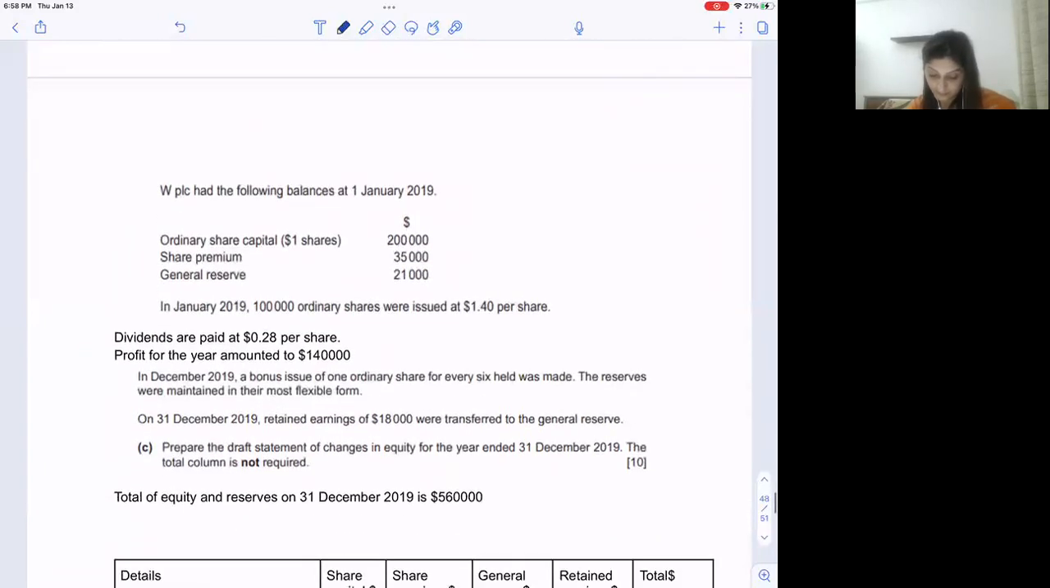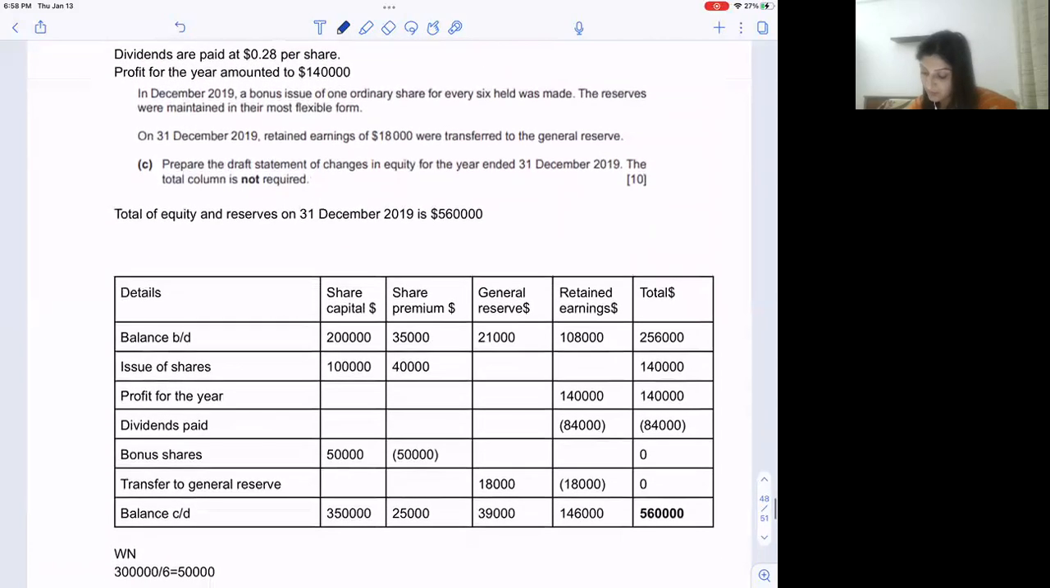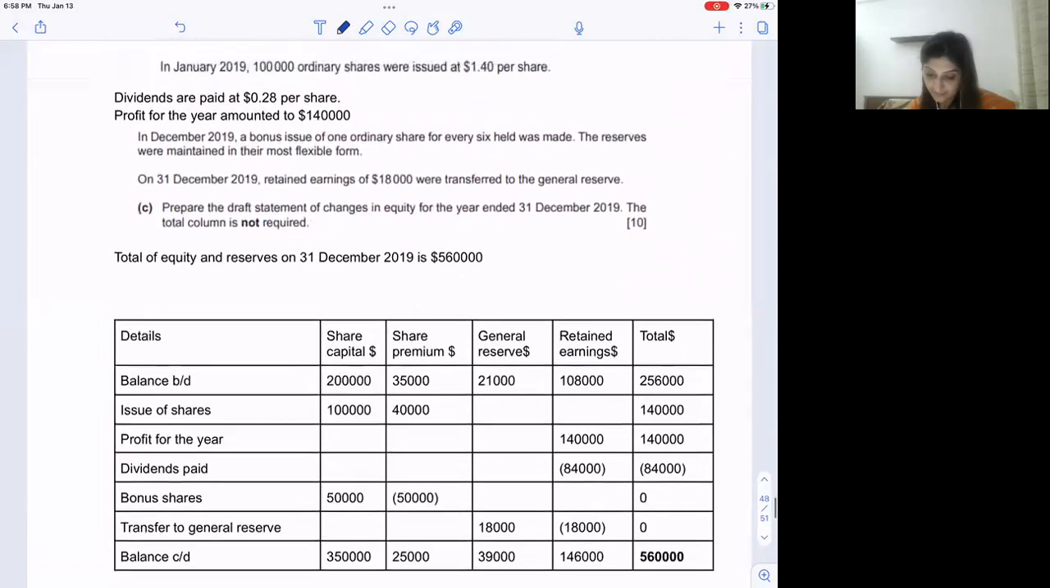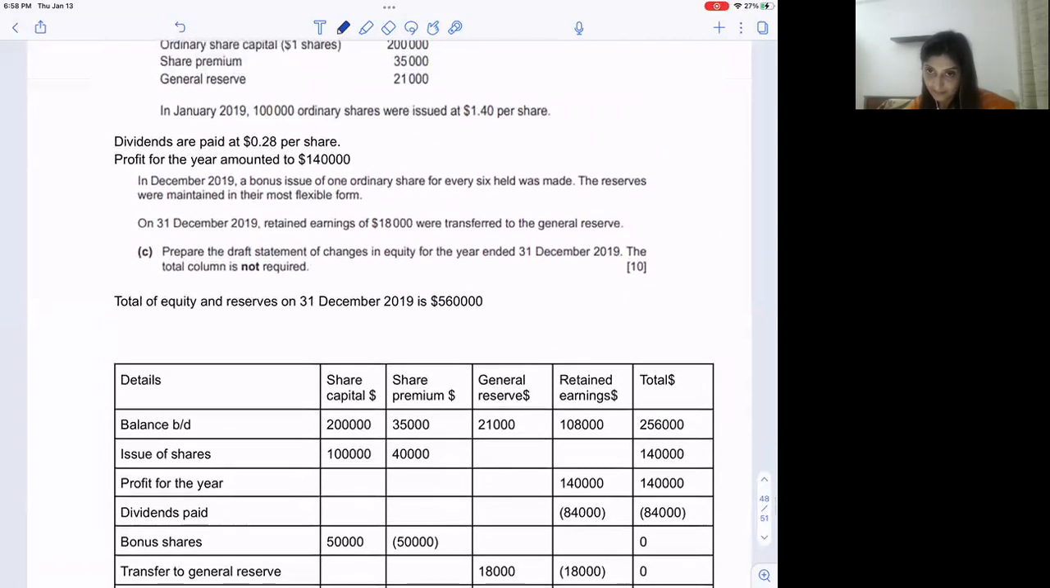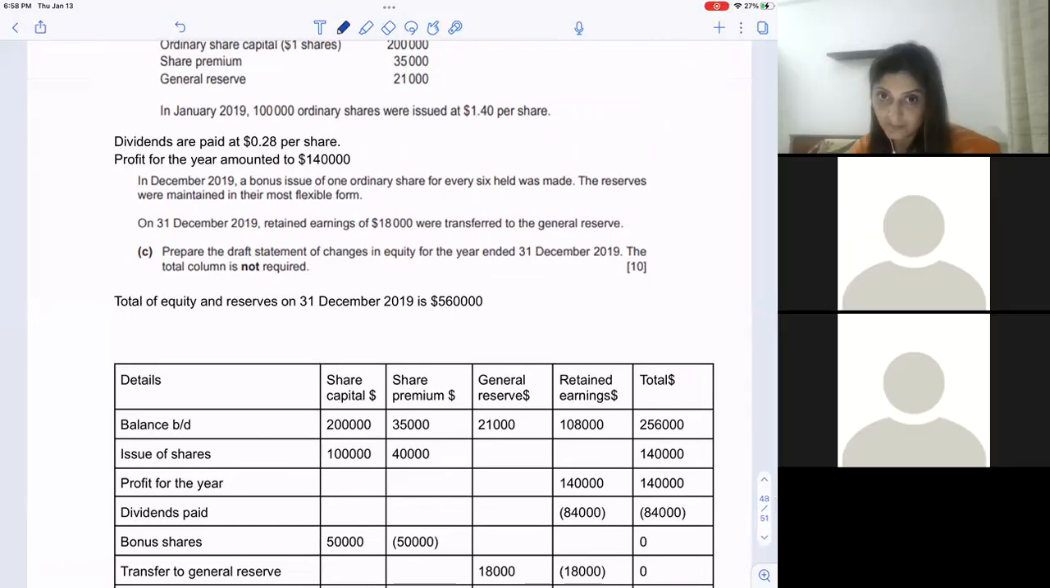Capital reserves cannot be used to pay dividends. Yeah, but in this worksheet, the last sum is left.